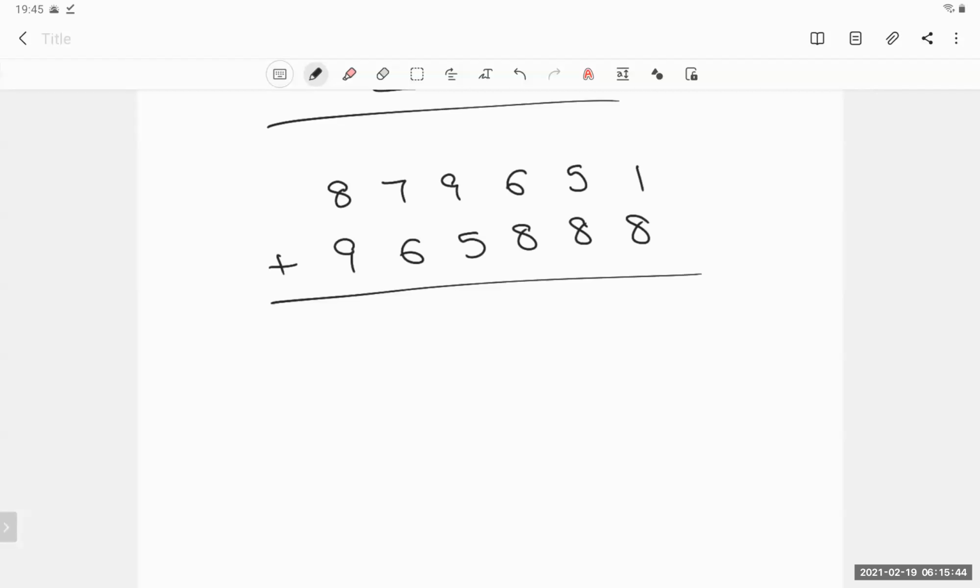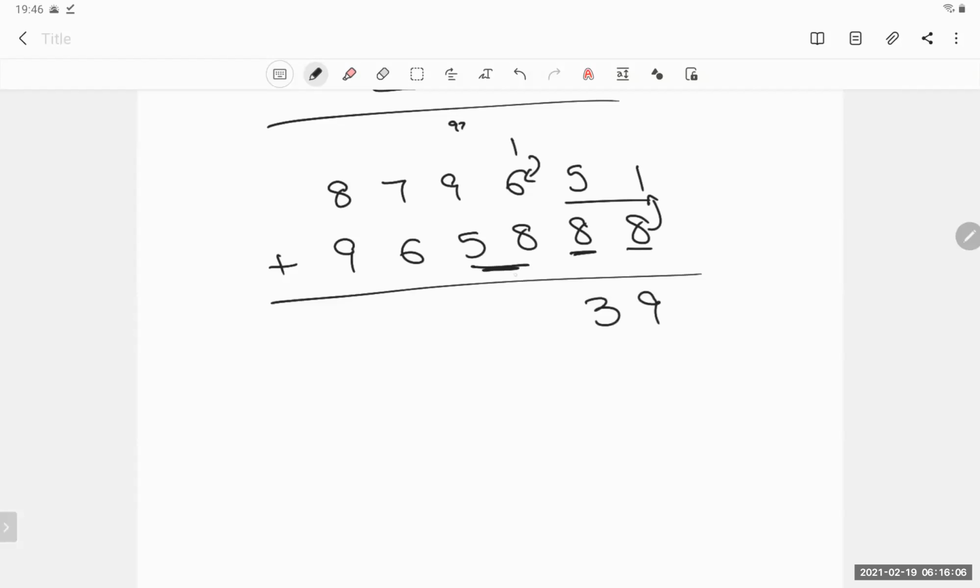58 plus 8. 59? Yes, sir. 59 plus 80 is 139. Okay, I get 1 here. So I add 1 to 96, it becomes 97, right? In your mind, you will have 97.